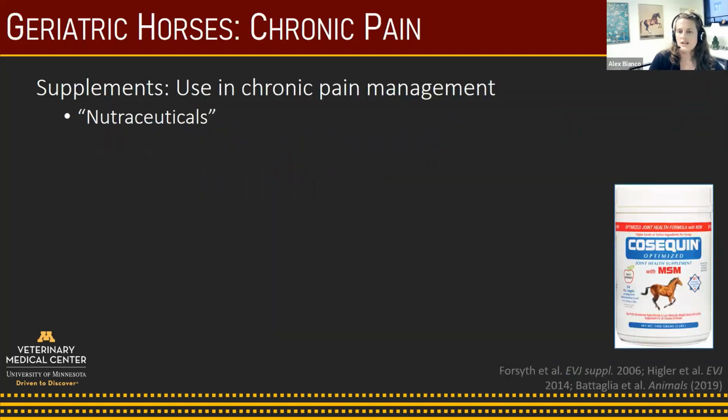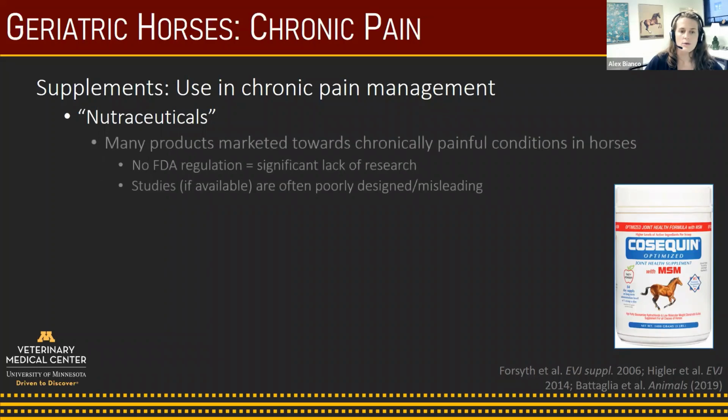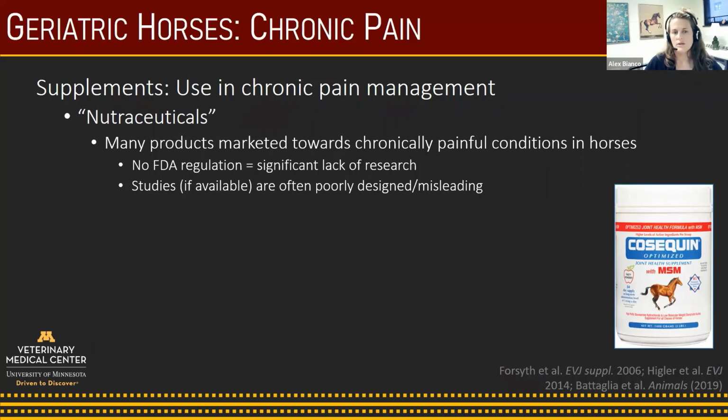Nutraceuticals are another thing that we hear a lot about, in terms of a lot of supplements out there that are being marketed towards chronically painful conditions in horses. But one thing that we know about nutraceuticals is that there's no FDA regulation. It's not like a drug, so they don't have to really do anything to prove it works or that it has what it says it has in it. So there often are studies that they tell you they have, but if you really read the study, they're poorly designed and misleading.